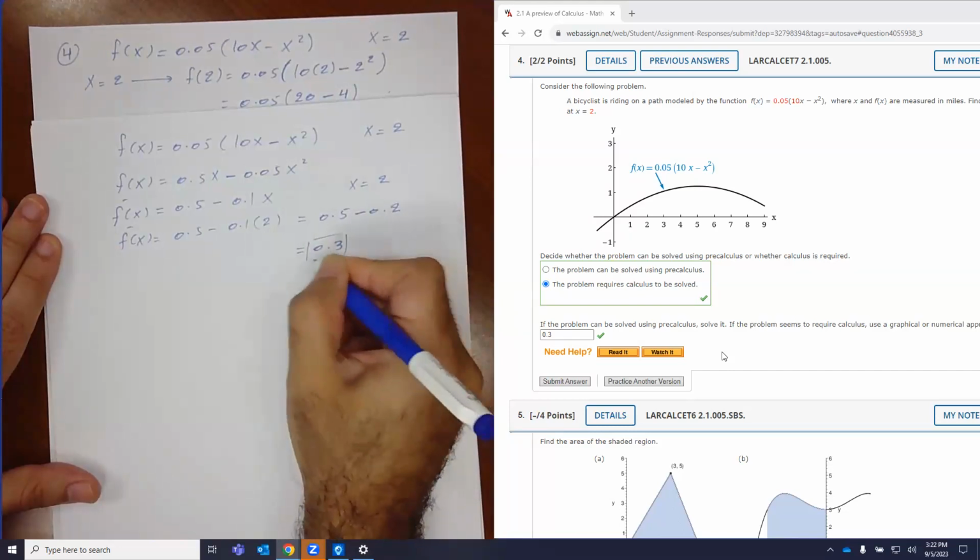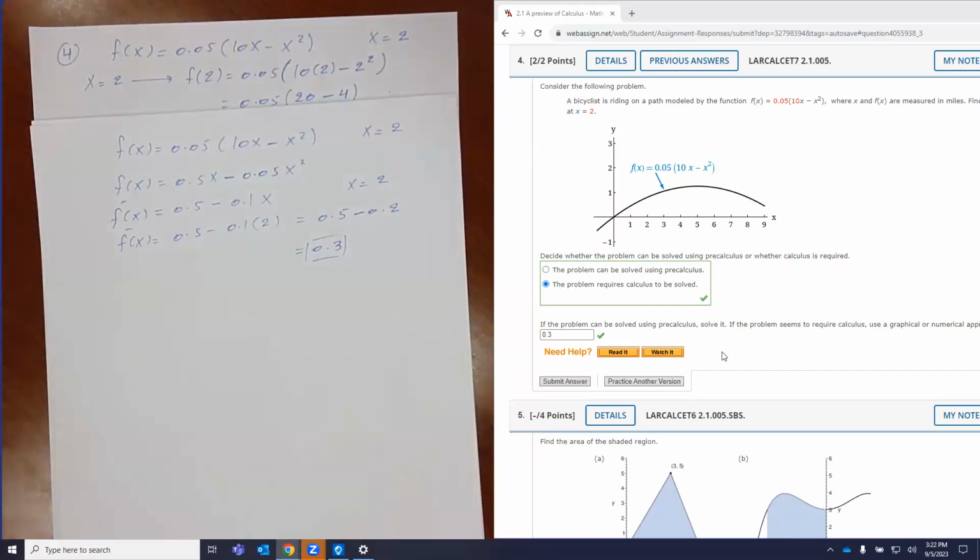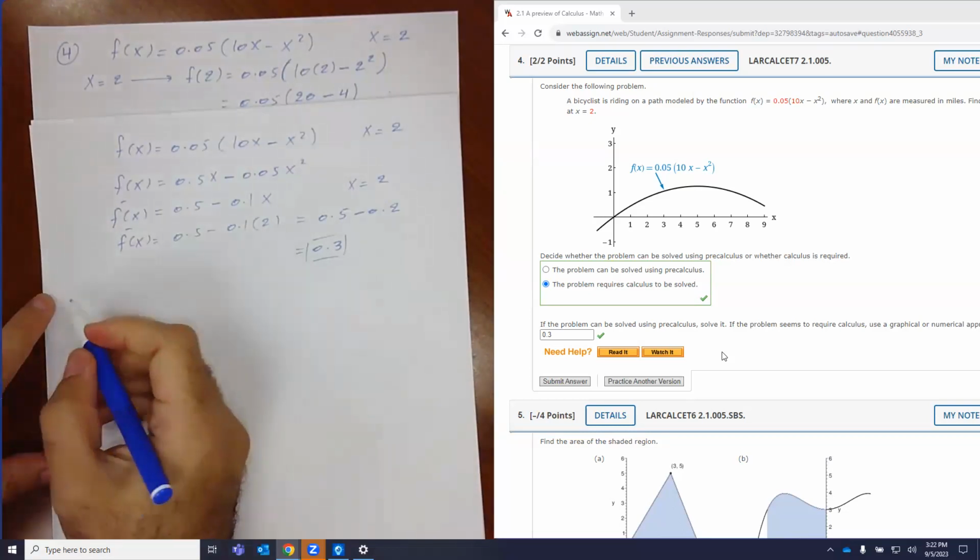It's exactly the same solution we got using pre-calc. So that's the calculus. You don't have to worry about this method. I'm just showing you the difference between using pre-calc, which is the old method, and using calculus. Let's go now to the next example.